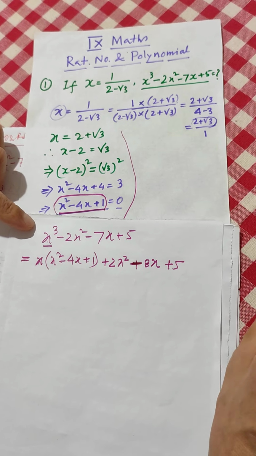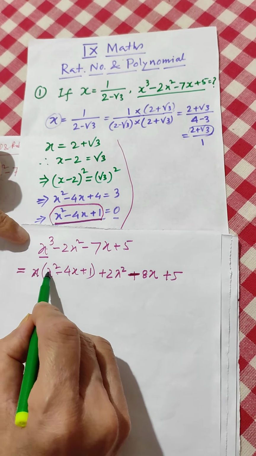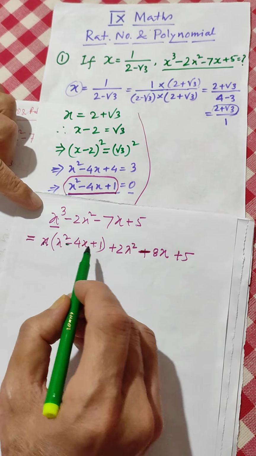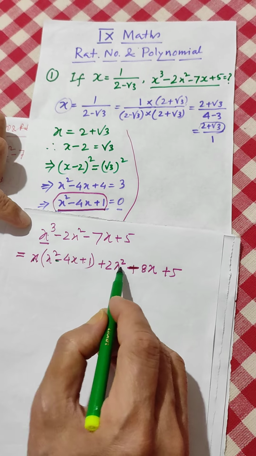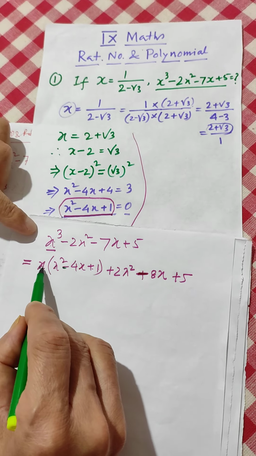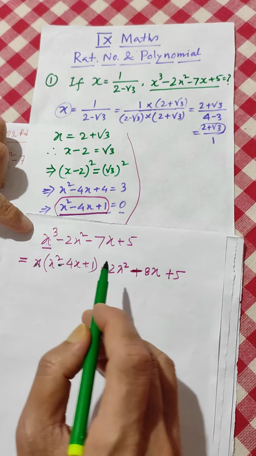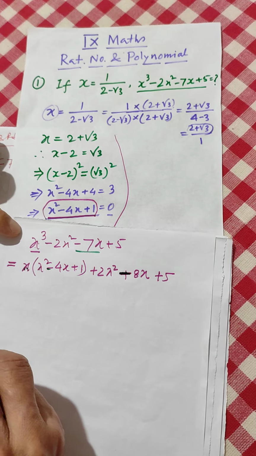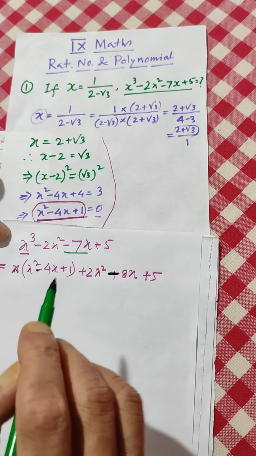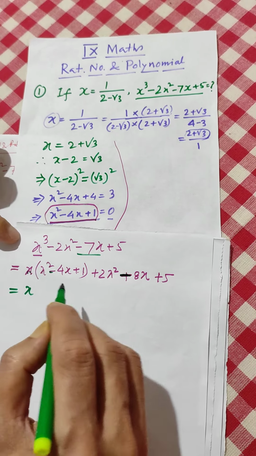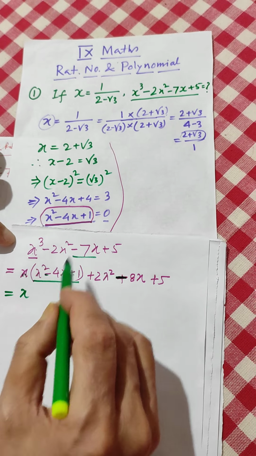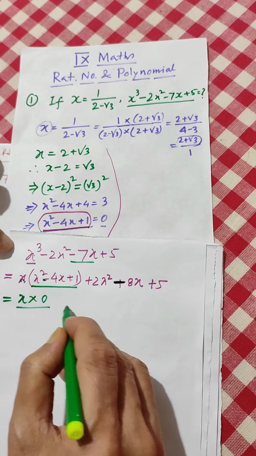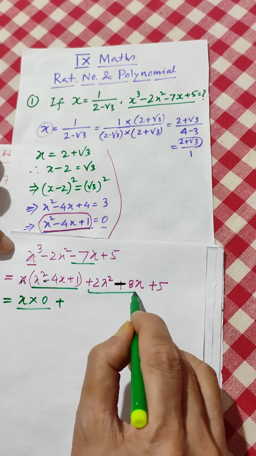Now note this step very carefully. x into x square is x cube, x into minus 4x is minus 4x square, then minus 4x square plus 2x square together will be minus 2x square. Then x into plus 1 is plus x, and plus x and minus 8x together will be minus 7x. Plus 5 as it is. Now we have this expression whose value is 0, so we can put x into 0. Finally this term will go away because it is 0. Plus, yes, now concentrate on this part.